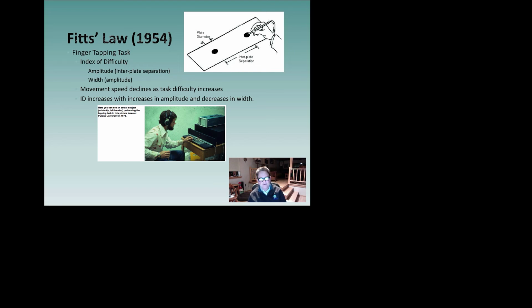Basically, what Fitts found is that the speed of our movement declines as task difficulty increases. And we could define the index of difficulty as increases in amplitude and decreases in width. Here's an example of somebody from 1975 at Purdue University actually performing the Fitts tapping task. You can see this old picture here from 1975.